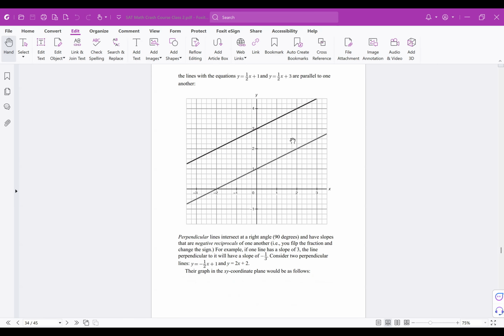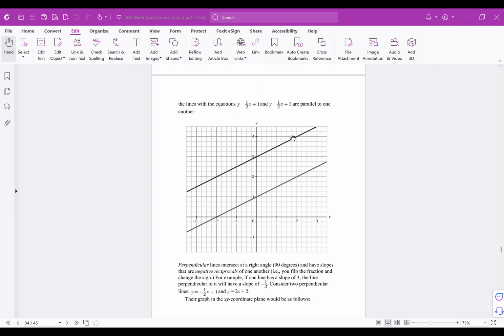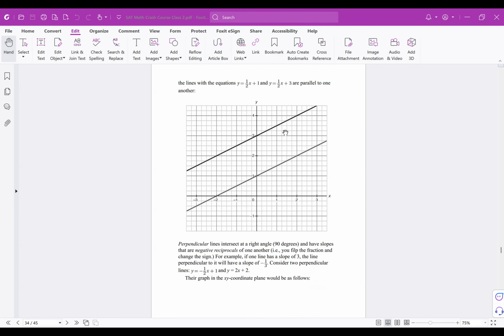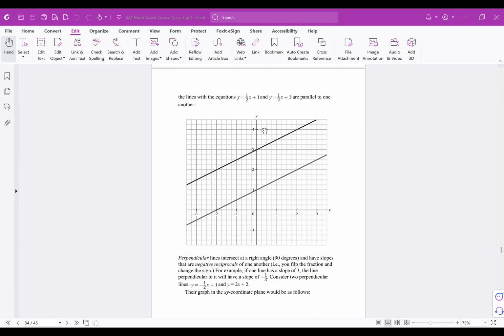You don't need this information, but I'm telling you because many people mention it. For your level and grade, these are two parallel lines and they won't touch each other, they won't intersect each other, and they won't have any solution.